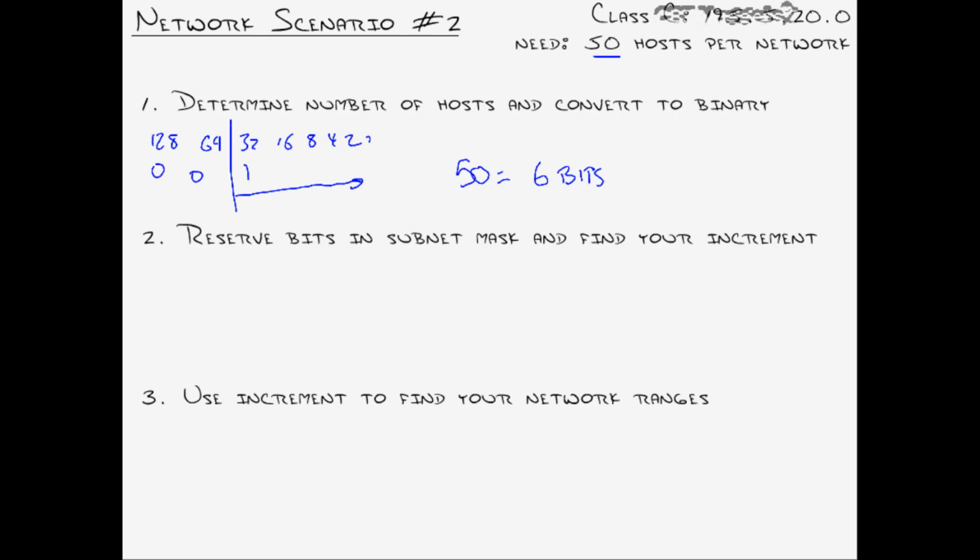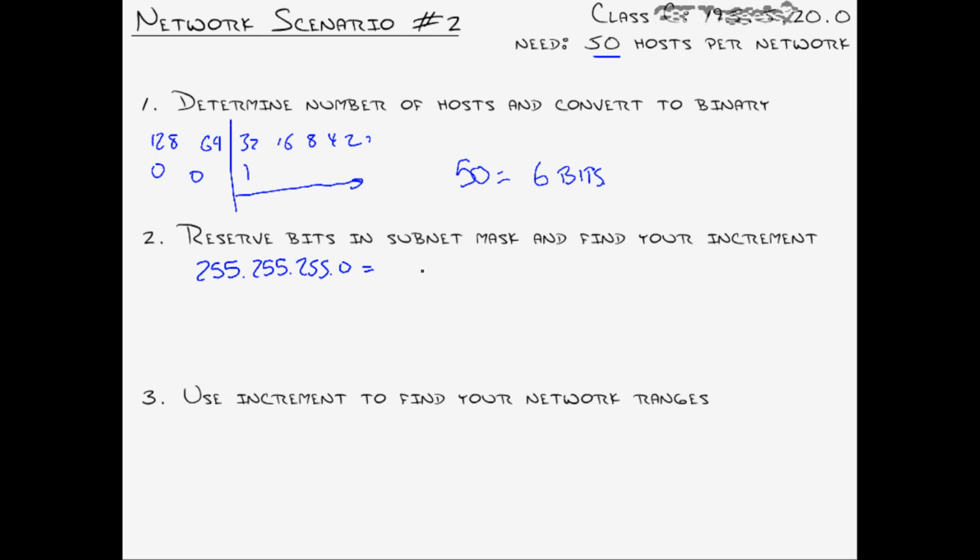Let me just change the font that I'm writing with so it's a little thicker and looks a little neater. We've got 50 hosts equals 6 bits. Now, what we need to do is reserve the bits in the subnet mask and find our increment. So our original subnet mask is 255.255.255.0. I mentioned that I was going to show you a way to shorten this down as well.